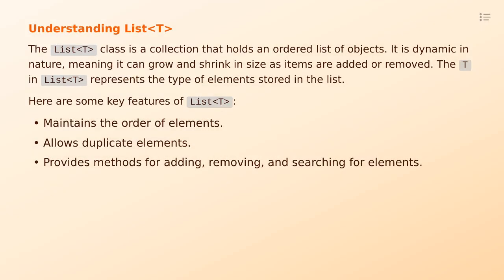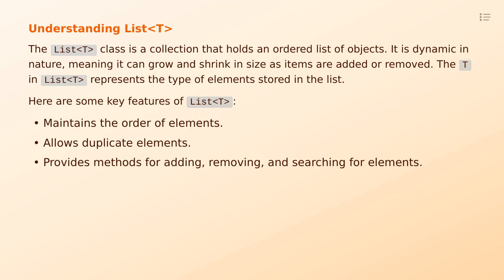Now we're on understanding list. The List<T> class is a collection that holds an ordered list of objects. It's dynamic in nature, meaning it can grow and shrink in size as items are added or removed. The T in List<T> represents the type of elements stored in the list.